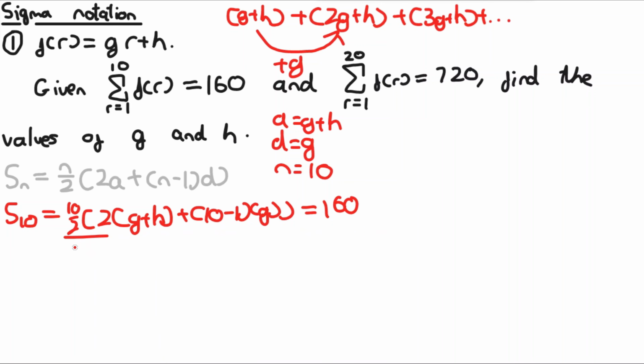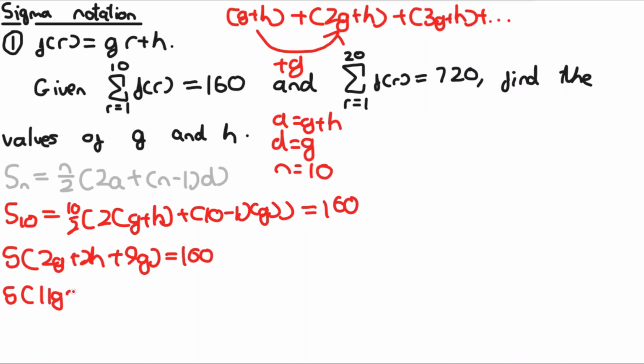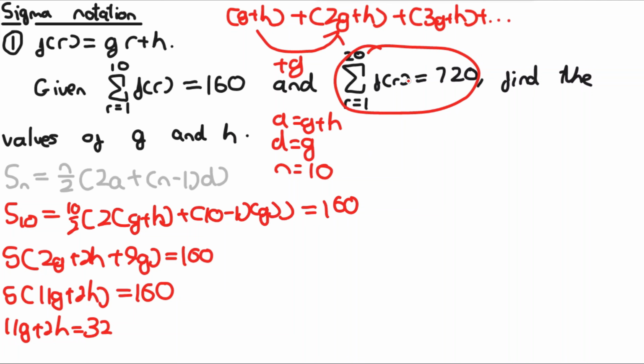We can do some rearranging. So 10 over 2 is equal to 5. We can expand this bracket here to 2g plus 2h, and this here is 9, so this is just going to be 9g, and this is equal to 160. Simplify this to 5 of (11g plus 2h) is equal to 160, and we can divide both sides by 5 to get 11g plus 2h is equal to 32. So we have one equation here, and we can create another equation to create simultaneous equations which we can solve from there.